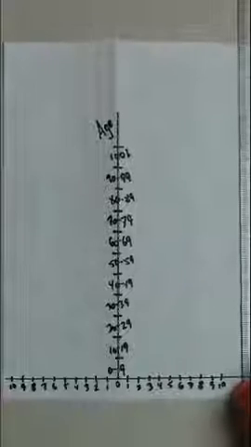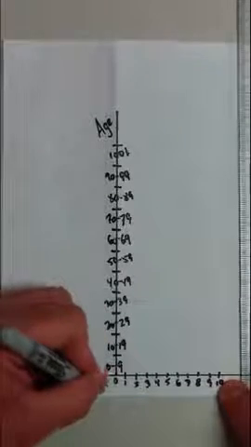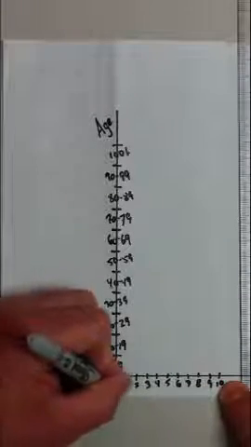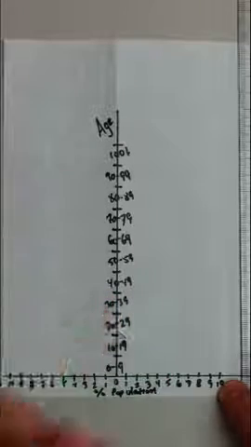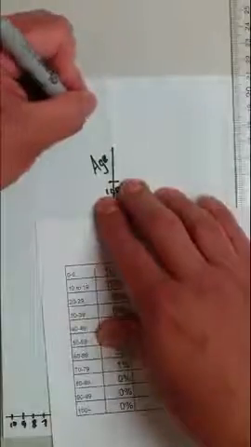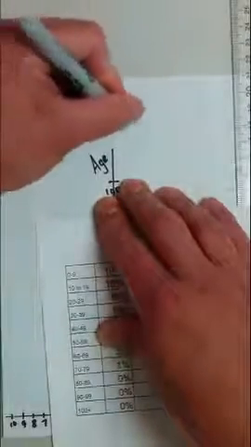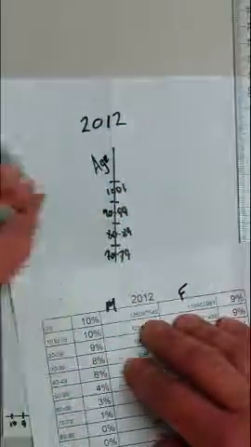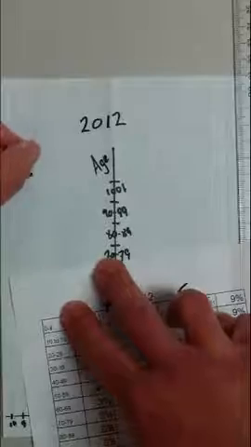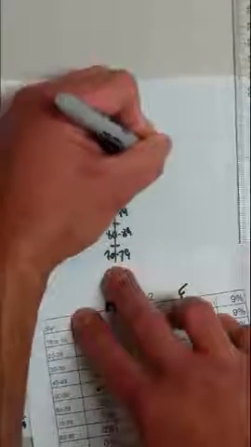Okay, now what I want to do is go ahead and label my axes. In this case, it's going to be percent population. Now what I should probably do is get down my year. In this case, it's going to be the year 2012. And I should probably also start labeling my males and females. So I've got males over here, and I've got females over here.